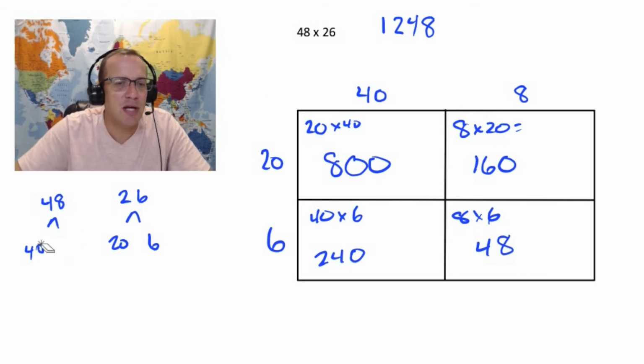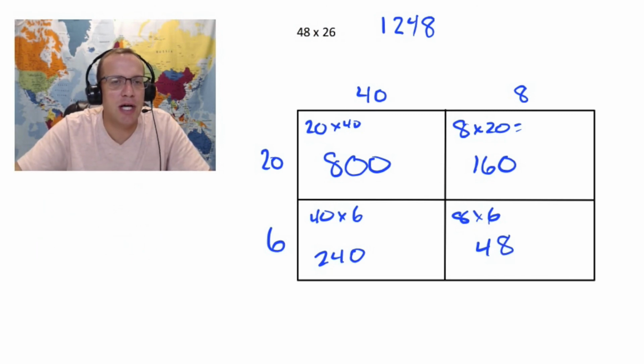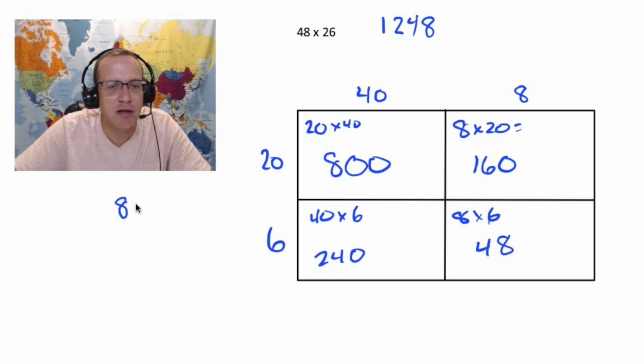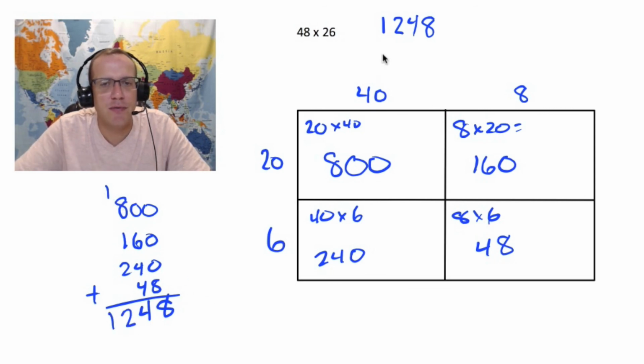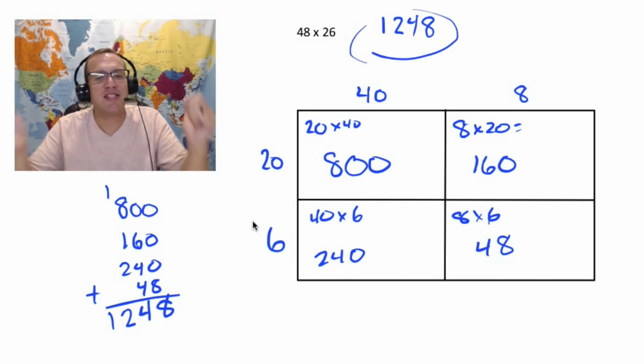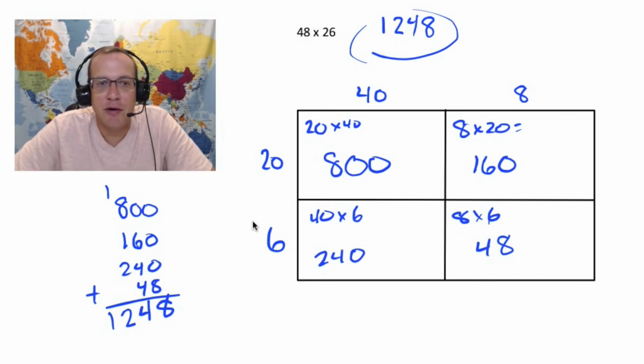So our final step is to simply add up all the numbers we got in our boxes. So we have 800, we have 160, 240, and 48. Let's add it all together. So 8, good. 6 plus 4 is 10, plus 4 more is 14. Carry the 1, don't forget. Now we have 8, 9, 10, 11, 12. So 1,248, which again is the answer we got above. So that's how you solve multiplication with area models.